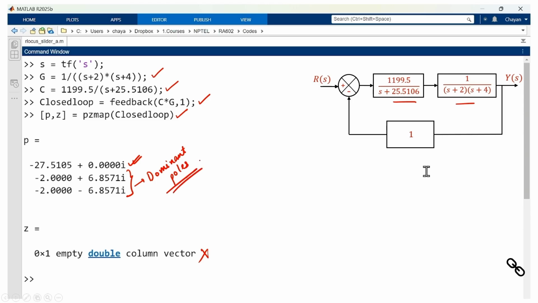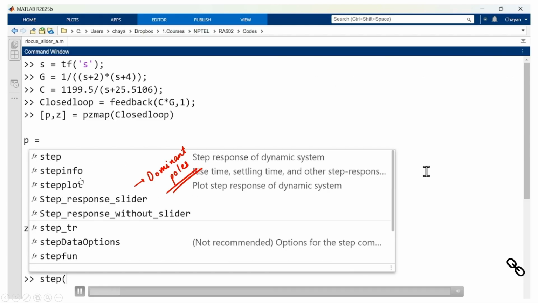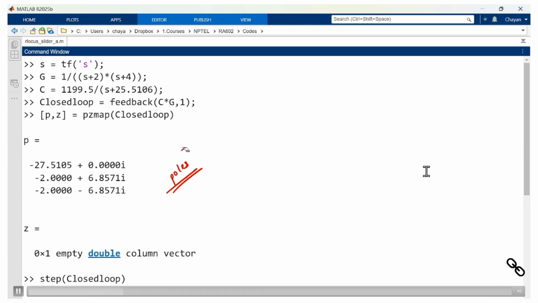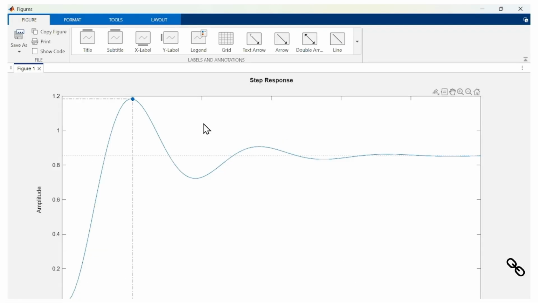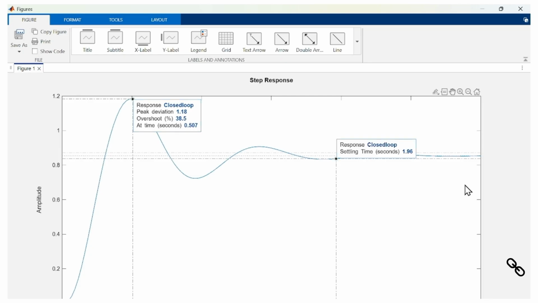That means the response will depend only on these poles. That means the second order approximation in this case is valid. So whatever we have designed, we should be able to achieve using these poles. So let us see how the step response of this closed loop system looks like. Right click on this characteristic and go to settling time. You see 38.5% and 1.96.